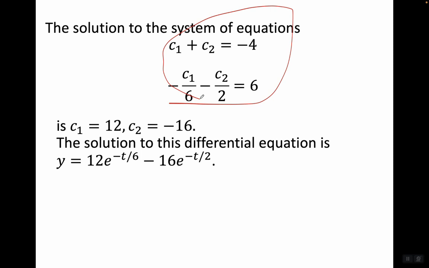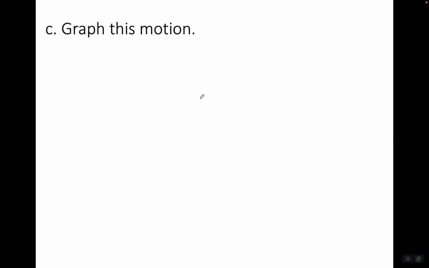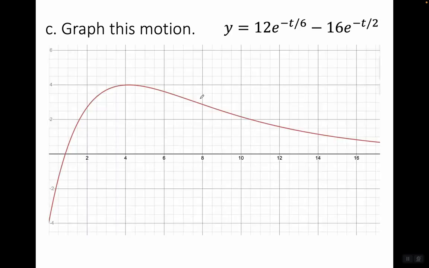So the solution to this differential equation is 12 e to the negative t over 6 minus 16 e to the negative t over 2. Awesome. Graph this motion. That's what Desmos is for. That's what we end up with.